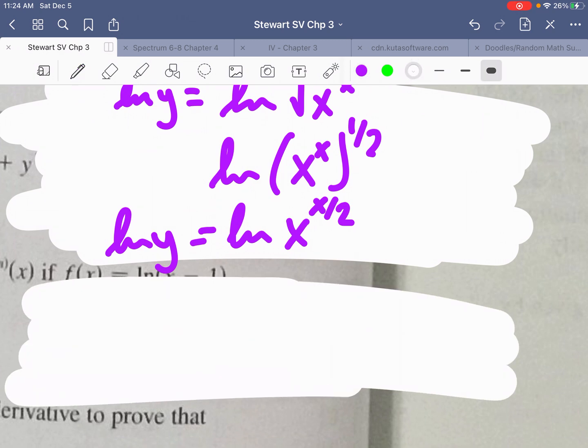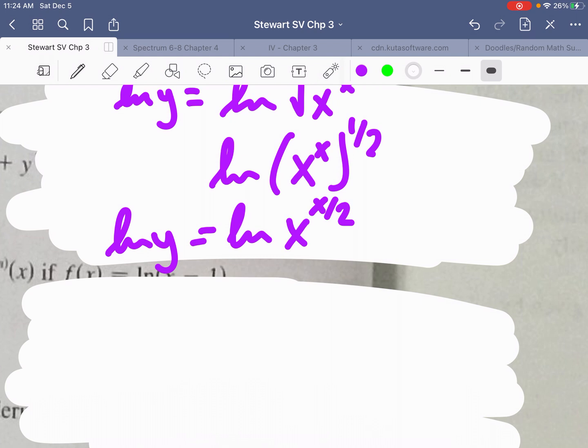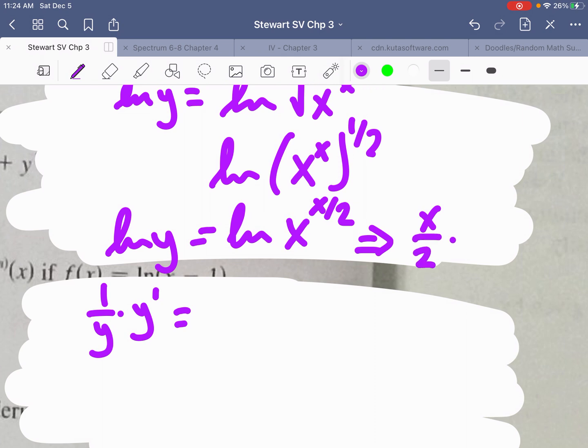Okay, so now at this point, what I need to do is take the derivative of this thing, and I'm going to do implicit differentiation. So the derivative of the natural log of y is going to be 1 over y times y prime equals, well, okay, hold on, actually. I need to simplify this a little bit more, and to do that, I can bring this x over 2 down in front as my coefficient. And actually, I don't really like that it's written as x over 2. That's the same thing as half x. There we go. I like that a little bit better.